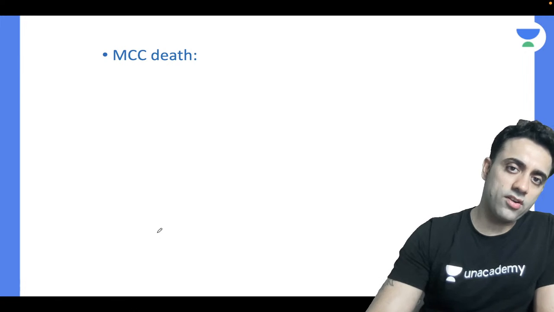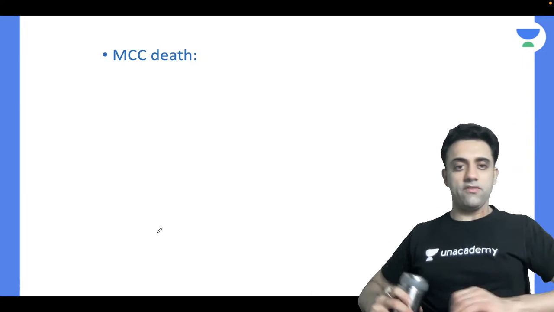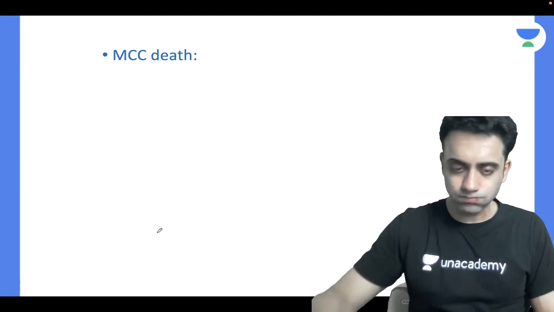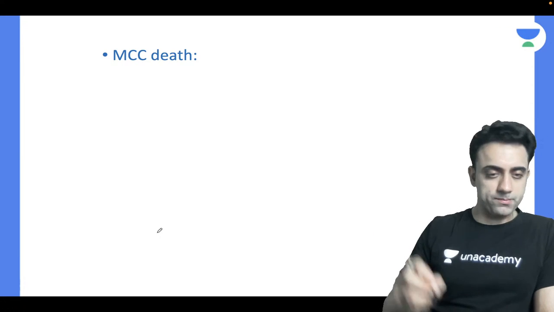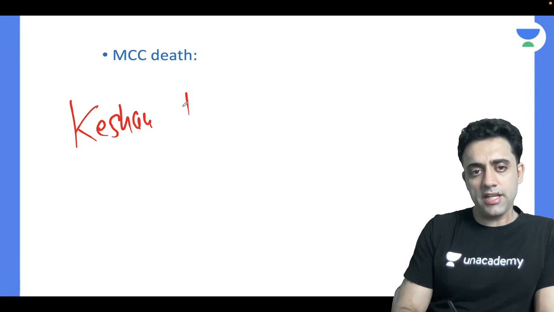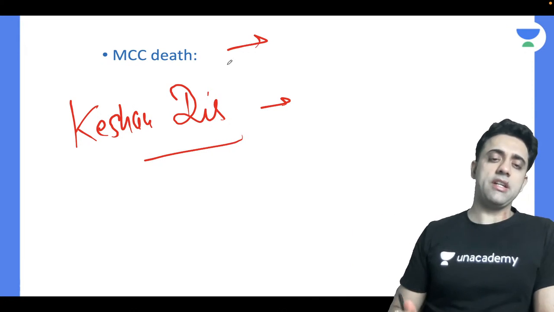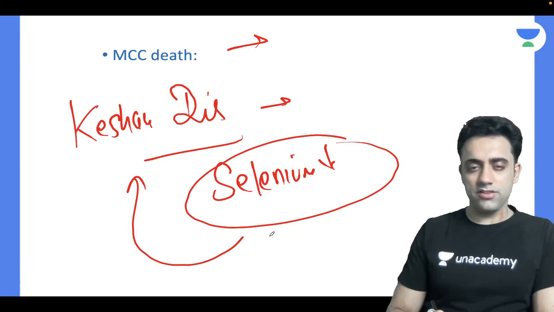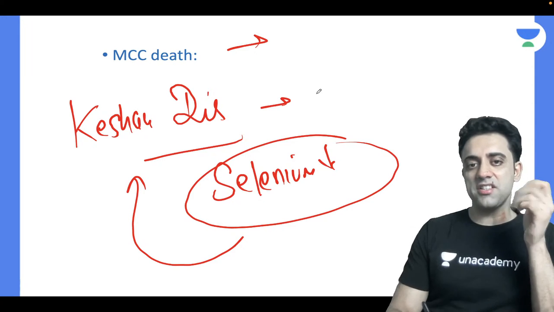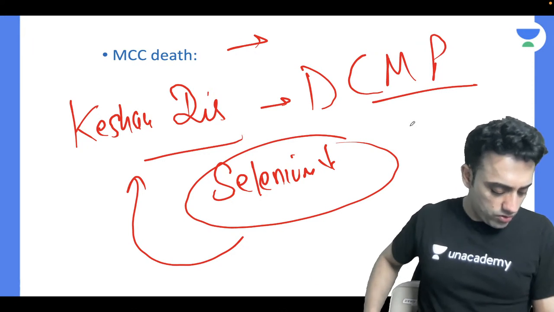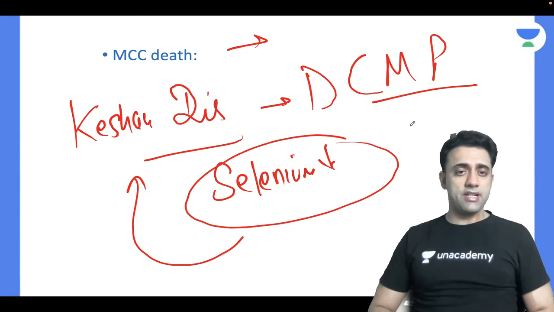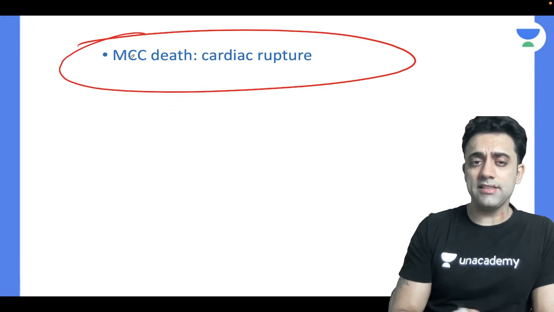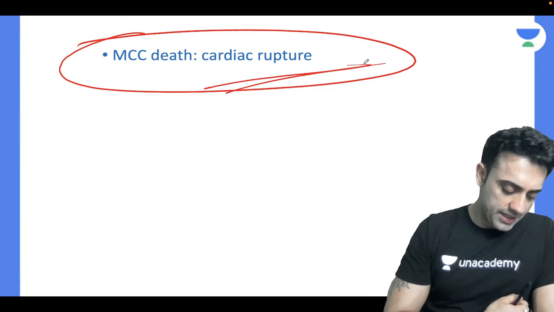And also, which is the most common cause of death? Now, who will tell this one? Anyone in the class, which is the most common cause of death in Menke disease? Which is the most common cause of death in Keshan disease? Anyone? You know, right? Keshan disease is because of deficiency of selenium. Selenium deficiency causes the disease known as Keshan disease. And the most common cause of death in Keshan disease is dilated cardiomyopathy. Remember DCMP? Yaad hai ki nahi yaad? And the most common cause of death in Menke disease is cardiac rupture, that you should know, okay?